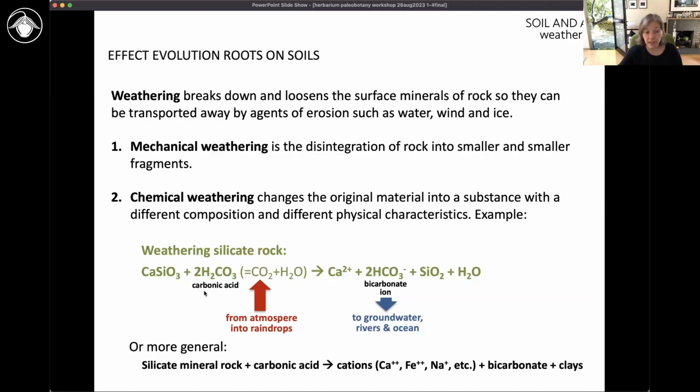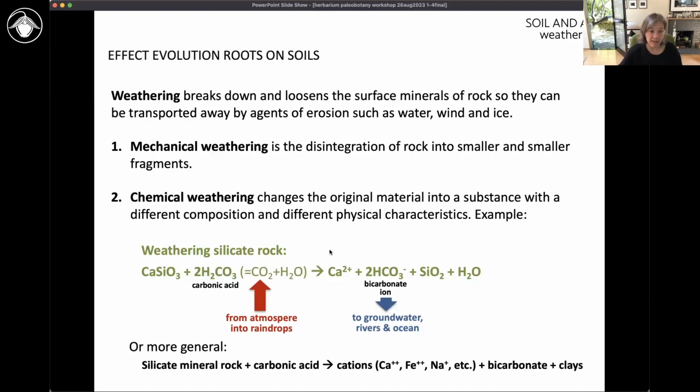If you add carbonic acid, and carbonic acid is just CO2 dissolved in water, so water that's slightly acidic, it can react into ions, in this case calcium 2 plus, a bicarbonate ion, and silicium oxide and water. Now the most important thing is this bicarbonate ion. It dissolves in water and can be transported through the groundwaters to rivers and ocean.